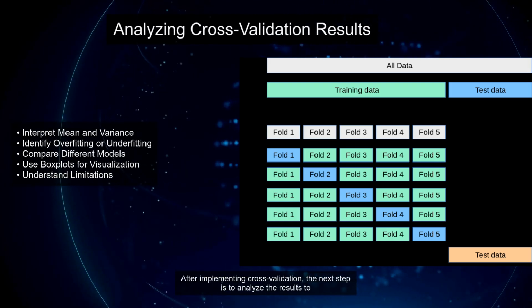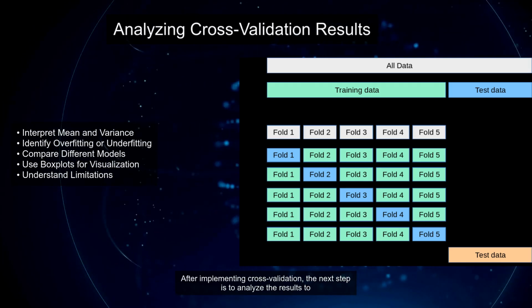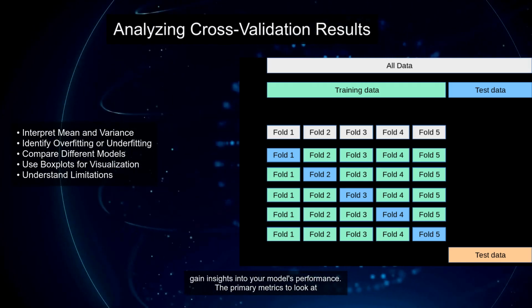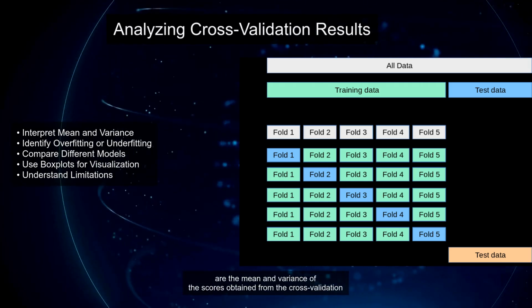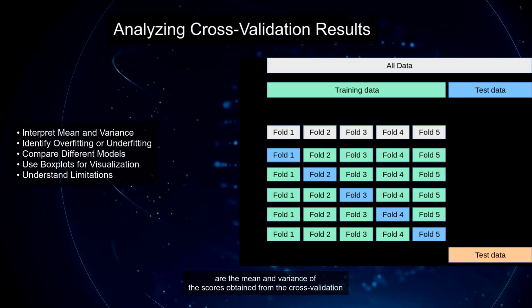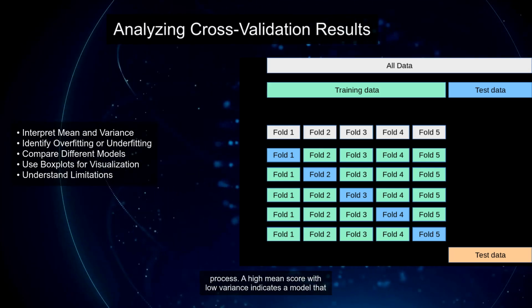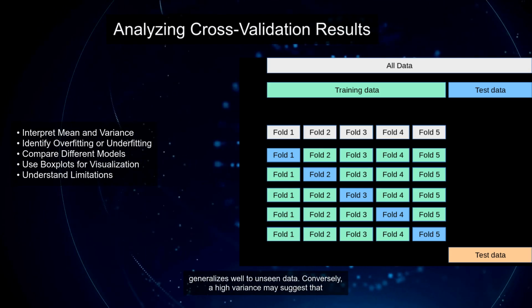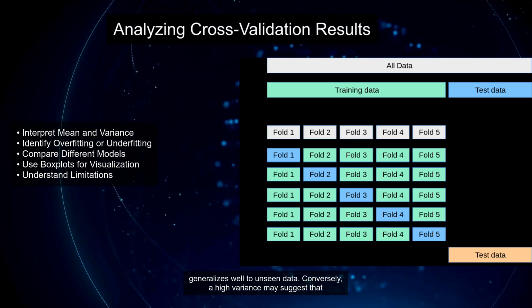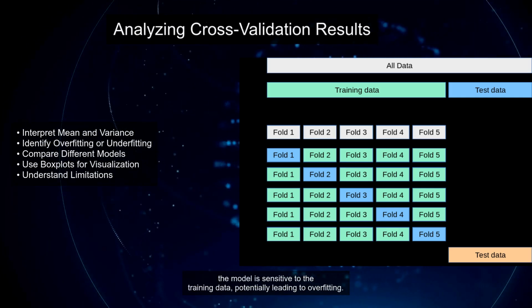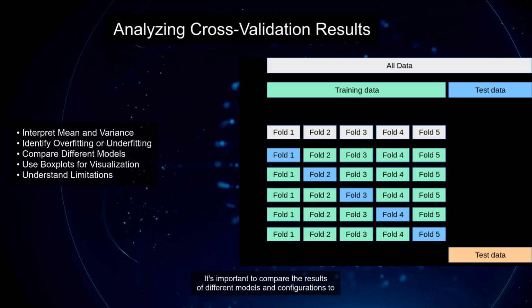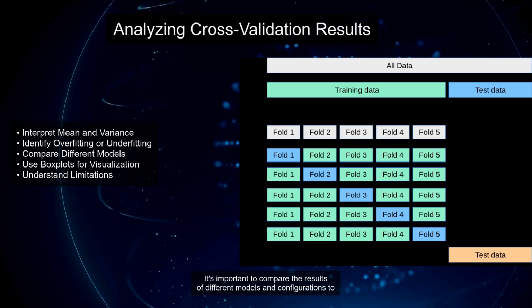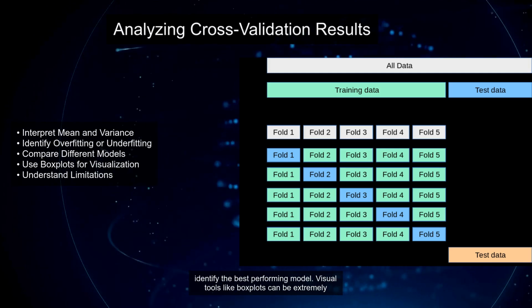After implementing cross-validation, the next step is to analyze the results to gain insights into your model's performance. The primary metrics to look at are the mean and variance of the scores obtained from the cross-validation process. A high mean score with low variance indicates a model that generalizes well to unseen data. Conversely, a high variance may suggest that the model is sensitive to the training data, potentially leading to overfitting. It's important to compare the results of different models and configurations to identify the best performing model.